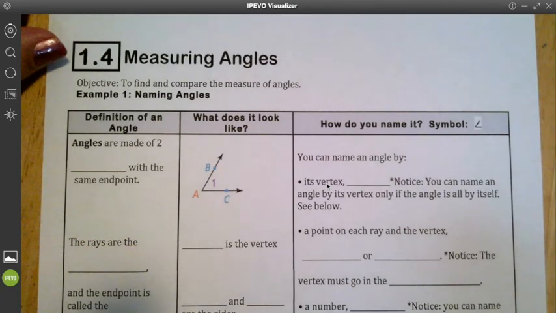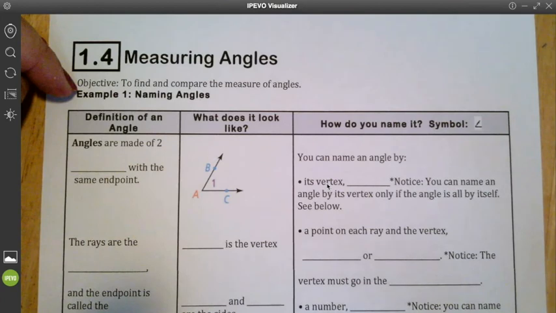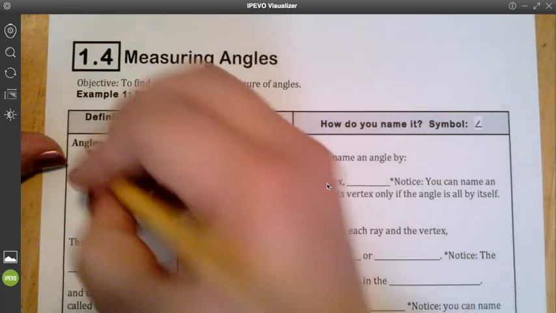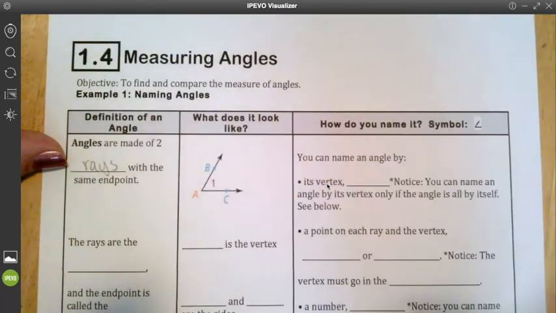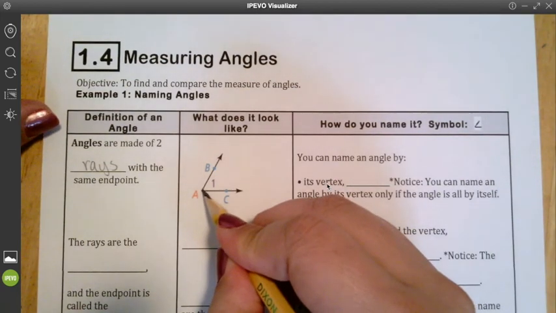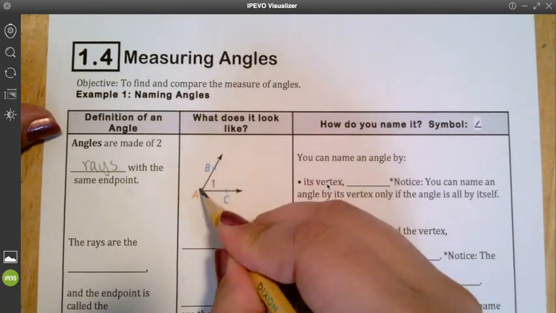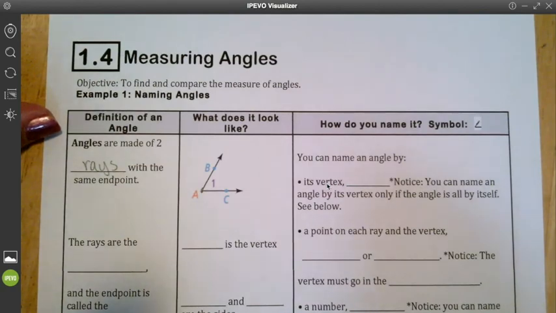So starting with Chapter 1.4, our objective is to find and compare the measure of angles. And so this whole section, and really the next couple sections, are about angles. So first we have to know, what is an angle? An angle is made up of two rays with the same endpoint. So for example, here we have a point A and then two rays that extend out from that endpoint.